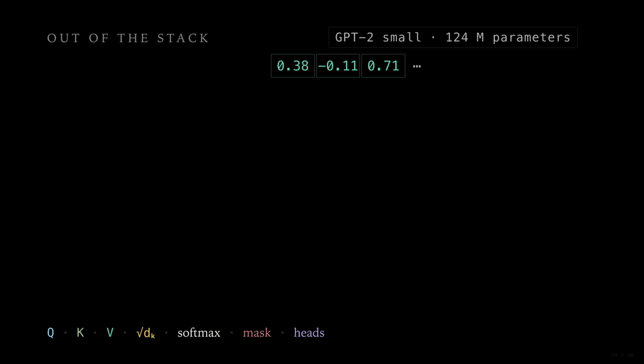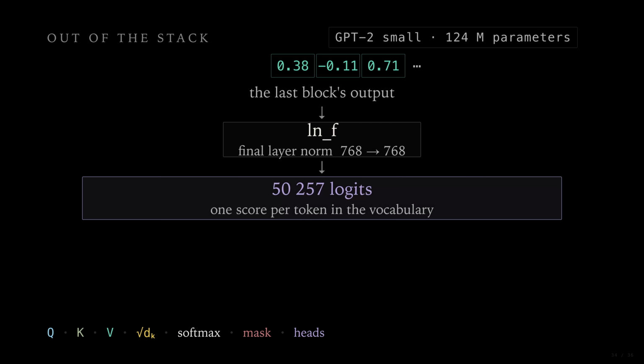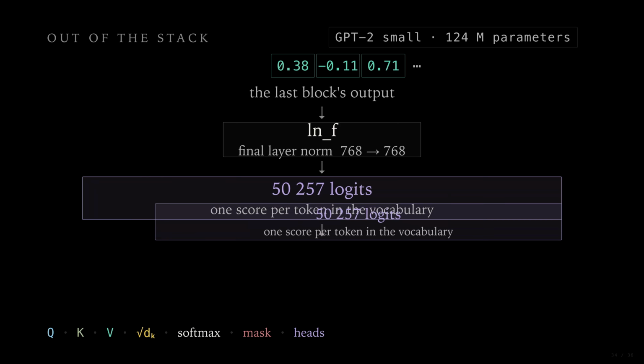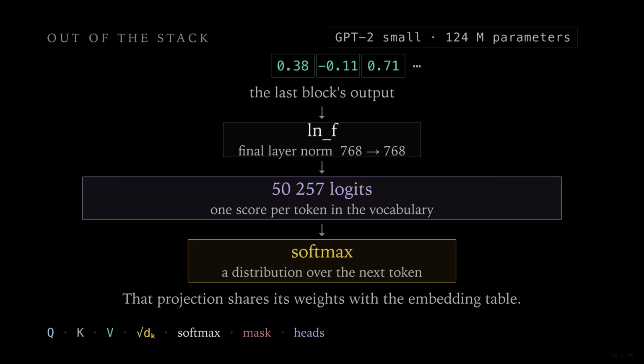After the final block, GPT-2 applies one last layer normalization, and then the model width is projected out to the whole vocabulary to produce the logits, which Softmax turns into a probability distribution over the next token. That projection shares its weights with the embedding table, the same matrix used in both directions.